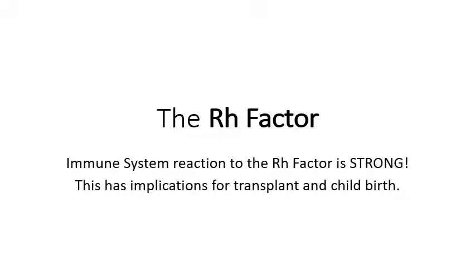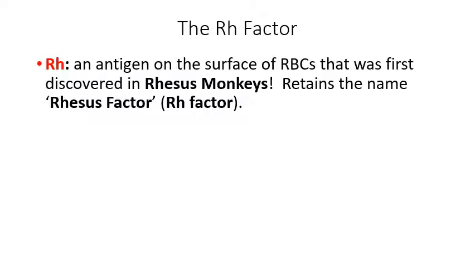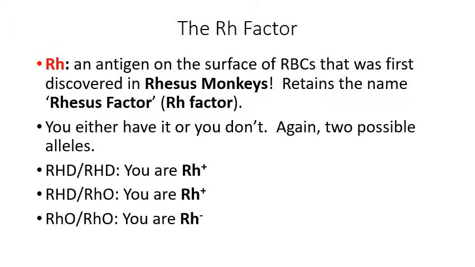The immune system reacts very strongly to the rhesus factor, abbreviated Rh. It's just another protein on the surface, and it was originally discovered in rhesus monkeys. Rhesus monkeys are a type of monkey, and they first discovered this protein on the surface of monkey blood cells, but we have it as well, so they call it the rhesus factor or the Rh factor. You either have it or you don't, and there are two possible alleles.